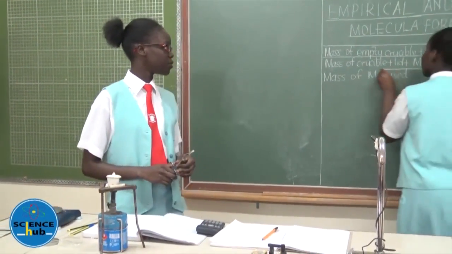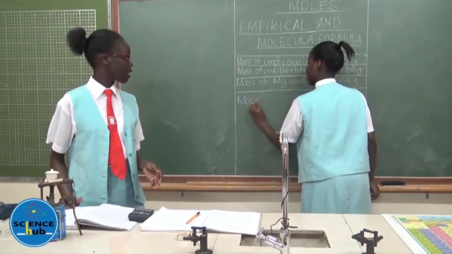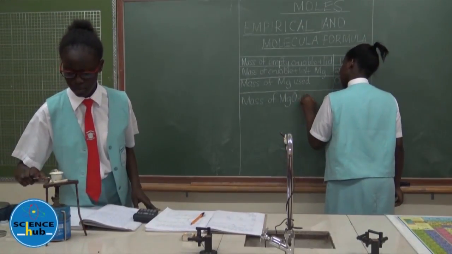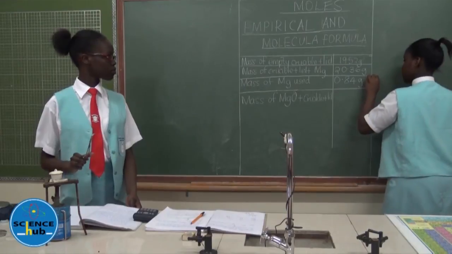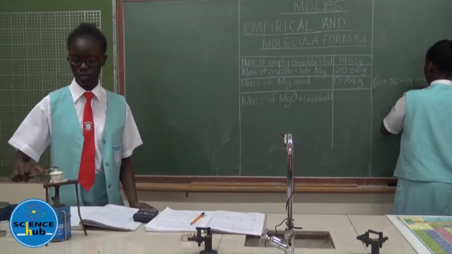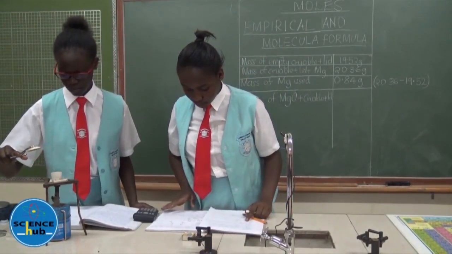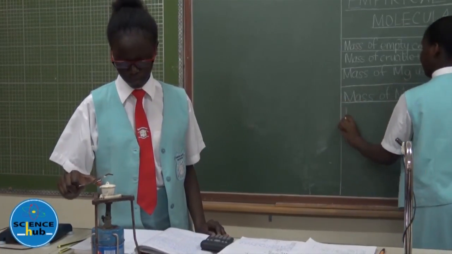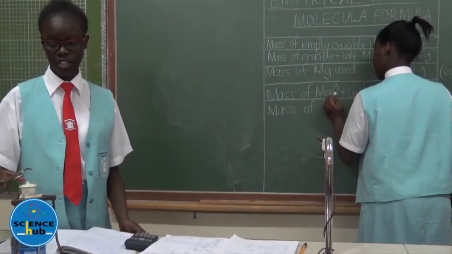In the meantime, she will continue filling up the table. We will expect a white powder to be formed, that is magnesium oxide. Therefore, we will get the mass of magnesium oxide plus the crucible and the lid after heating. We can also get the mass of oxygen once you've gotten the mass of the magnesium oxide.